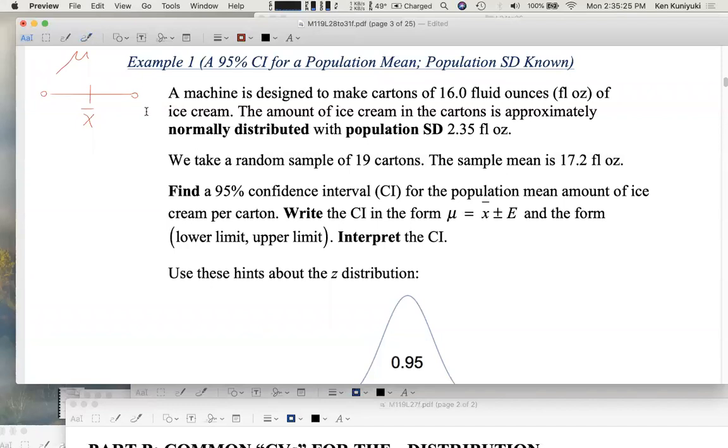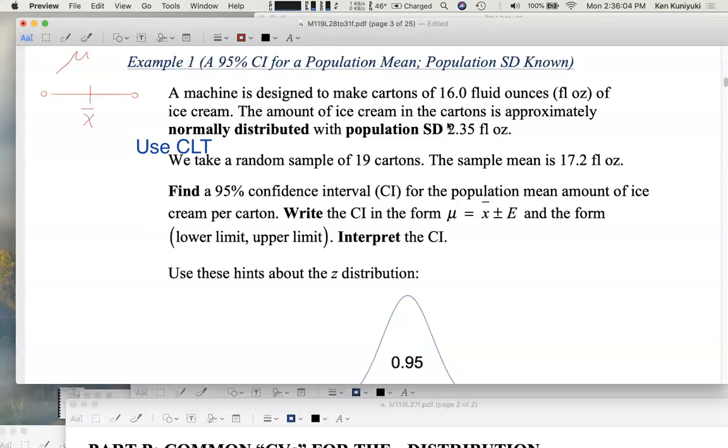So in example 1, we said that a machine was designed to make cartons of 16.0 fluid ounces of ice cream. So we want these kinds of cartons of ice cream. The amount of ice cream in the cartons is approximately normally distributed, which means that we can use what theorem? We can use the CLT, the central limit theorem. If the population distribution is assumed normal, then we can use the CLT. If not, then we better rely on a large sample size.